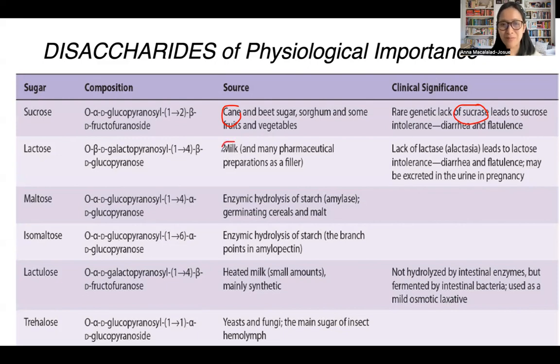Lactose, of course, comes from milk, no? Including breast milk, cow's milk, no? If you have lactose intolerance because you lack the enzyme lactase, no? You can have diarrhea and flatulence if you take in dairy, no? So lactose is not limited to milk. You also have it in cheese, in yogurt, no? Maltose, on the other hand, no, is composed of two glucose residues.